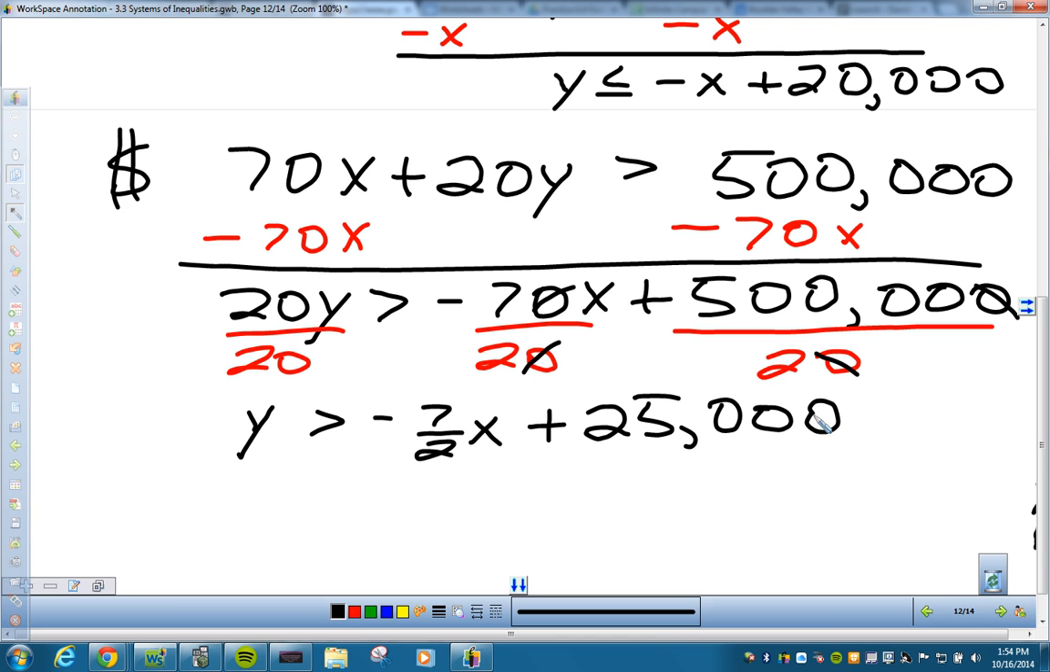50,000 divided by 2. What's that? 25,000. I'm slipping. All right, so we're going to put these in the graphing calculator, okay?